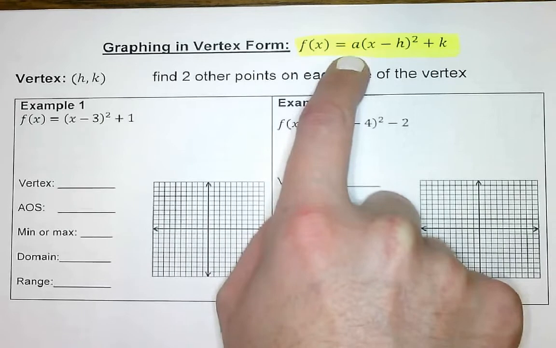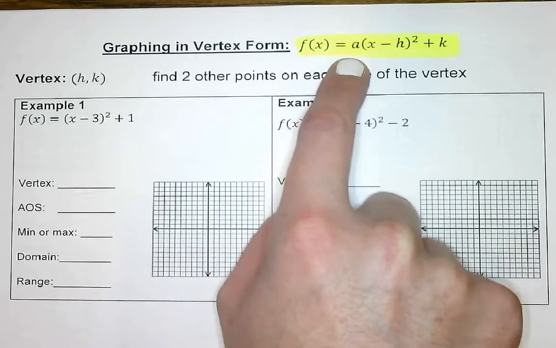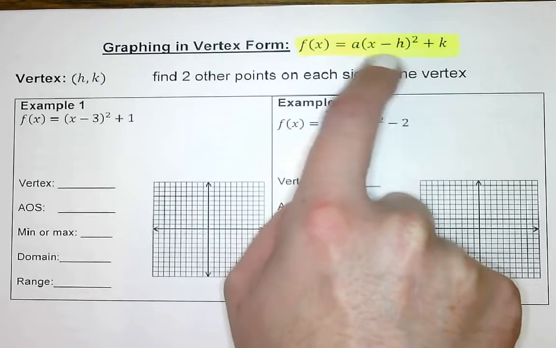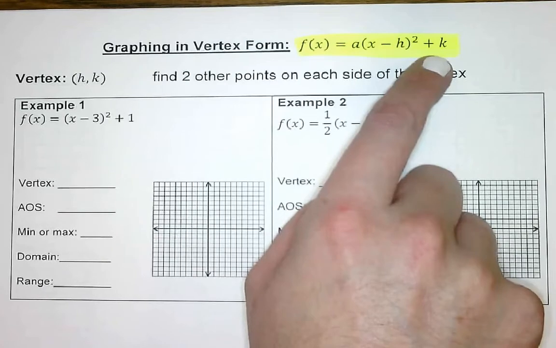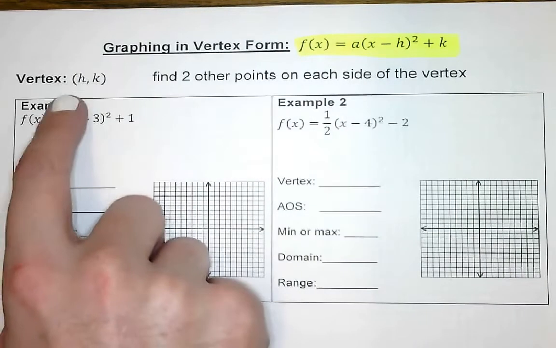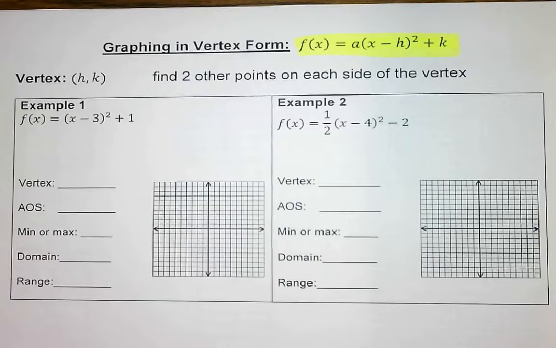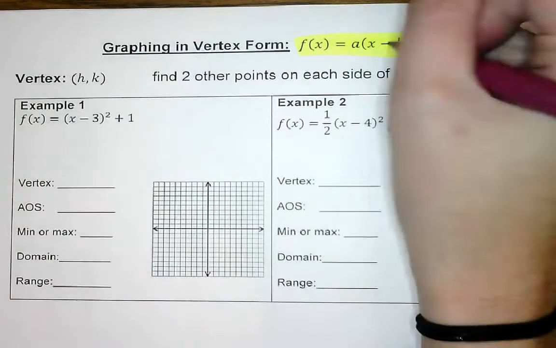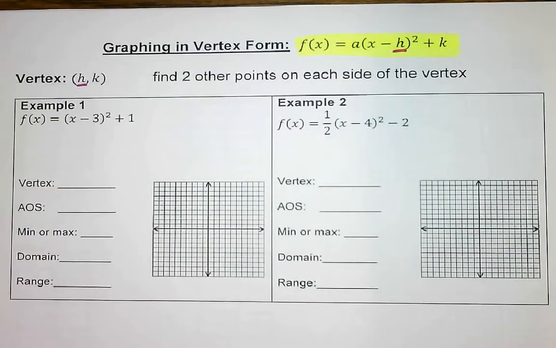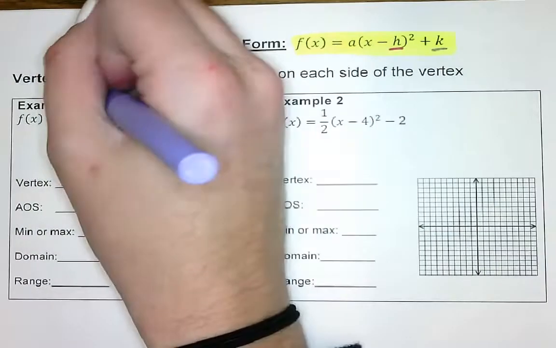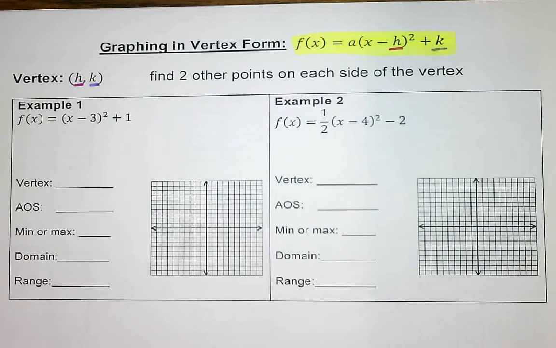Okay? But now, things look a little bit different. We have this little h and k. So, guys, the h and the k are the point of your vertex. All right, y'all? So the h and the k are the points on our vertex. So, guys, the h is the x value of your vertex, and the k is going to be the y value of your vertex. All right, guys? So the h and the k there. Okay? And then we just want to find two other points on each side of the vertex and just graph it.